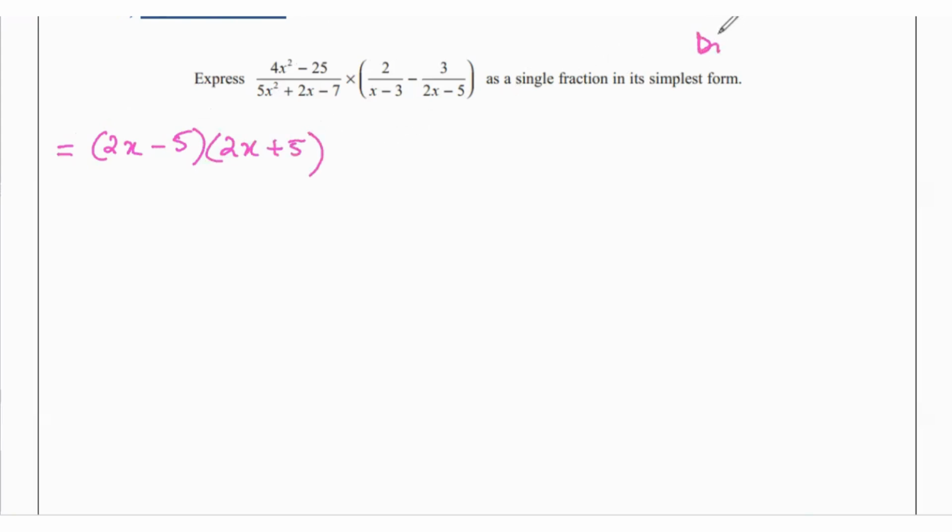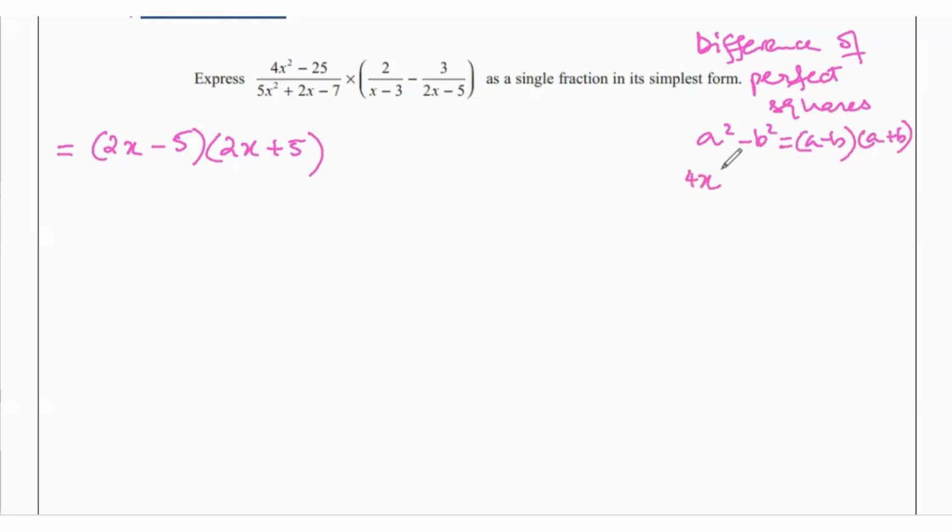According to difference of perfect squares, a squared minus b squared equals a minus b times a plus b. So 4x squared minus 25 is the same as 2x minus 5 times 2x plus 5. Now for the denominator, we can factorize 5x squared plus 2x minus 7.